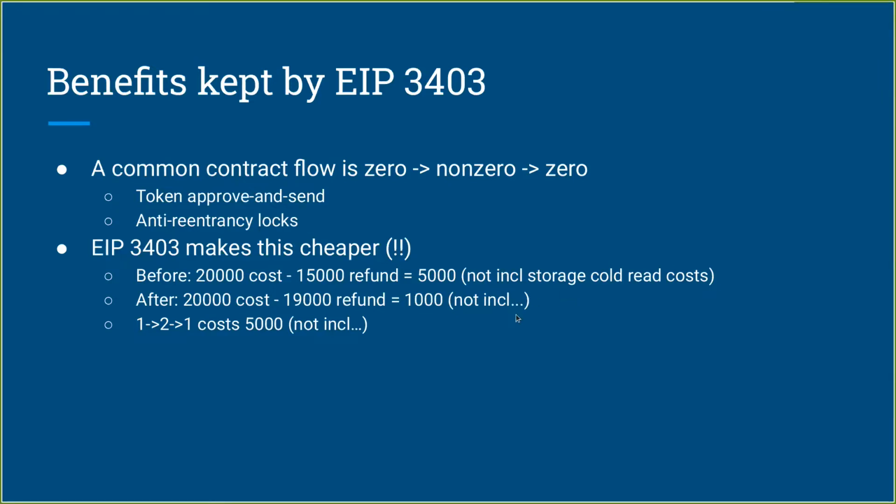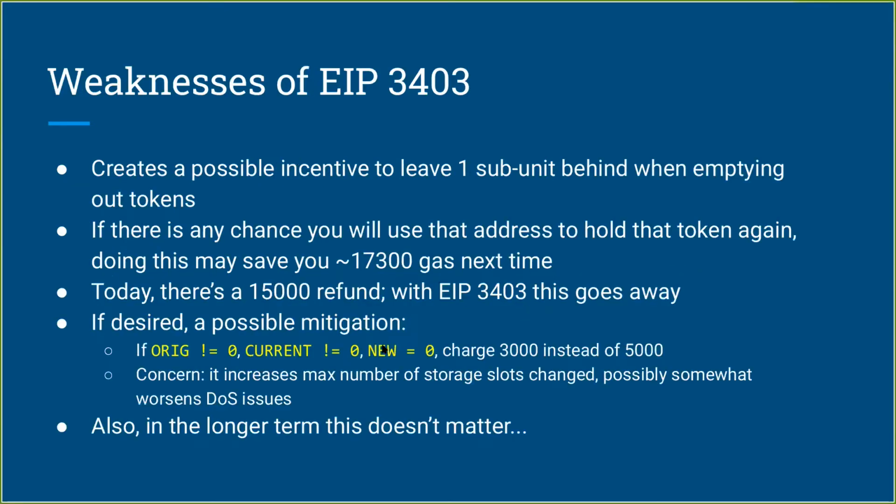And there are some contracts that do 1 to 2 to 1 instead of doing 0 to 1 to 0, but after EIP-3403, 1 to 2 to 1 will actually cost more than 0 to 1 to 0. So to some extent, it does incentivize the better workflow.